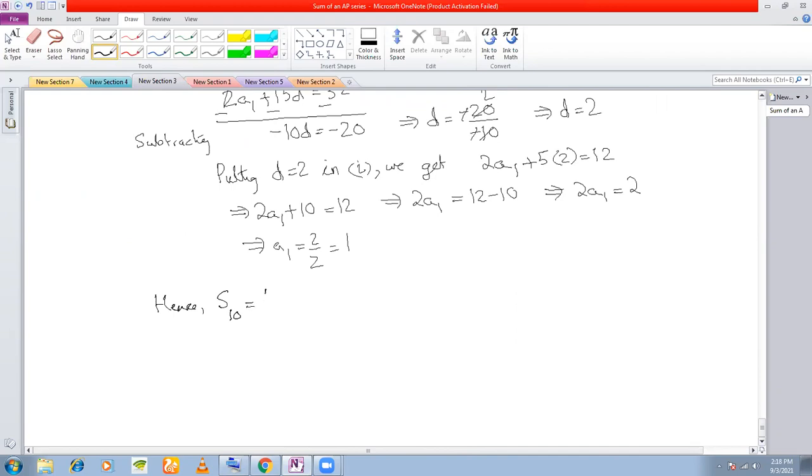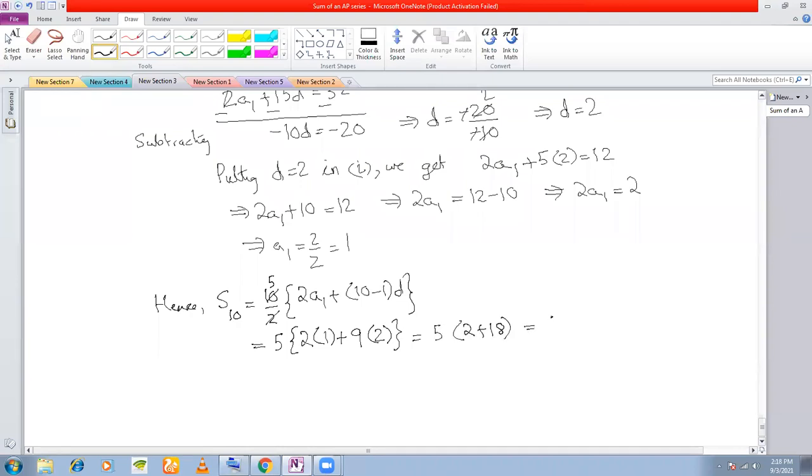S10 is equal to 10 by 2 into twice A1 plus 10 minus 1 into D, which is equal to, you can cancel this, 5. And now you can put the value of A1 and D also. 10 minus 1 is 9 and D is 2. 5 times 2 plus 18, which is 5 into 20. And therefore the sum of the first 10 terms is 100.